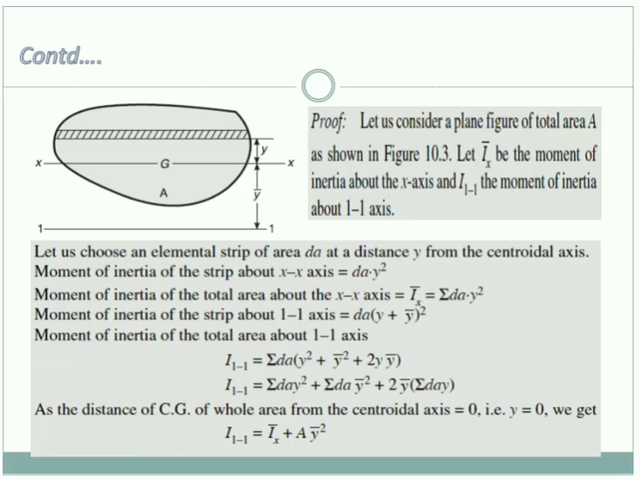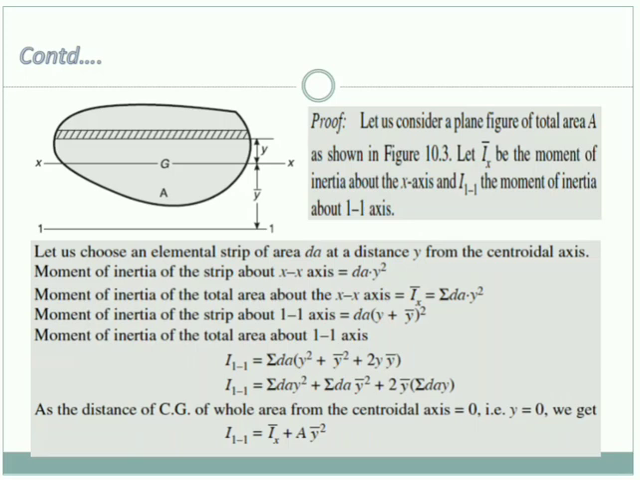So let us choose an elemental strip of area dA at a distance y from the centroidal axis. Now, moment of inertia of the strip about the xx axis. How have we defined moment of inertia? Area into square of the perpendicular distance. So what is the area of this strip? dA. And what will be the square of the perpendicular distance or centroidal distance? Y square. As this strip is very small, y itself represents the centroidal distance.